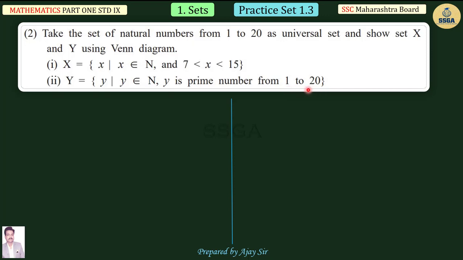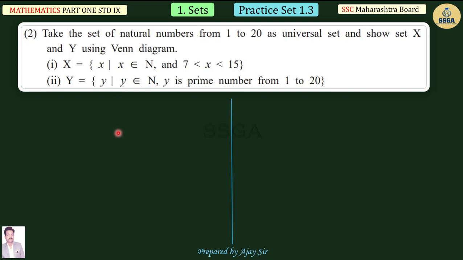So let us start with the first one. Before starting, first we will write the universal set that is given. The universal set is the natural numbers from 1 to 20, meaning all natural numbers from 1 to 20. And there are two sets given, X and Y. These sets are given in rule form, so you have to convert them into list form. After that you can represent the sets using a Venn diagram.